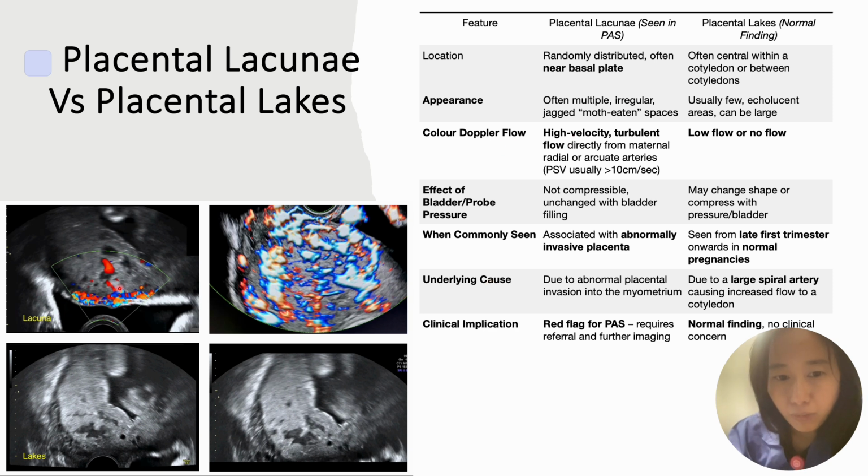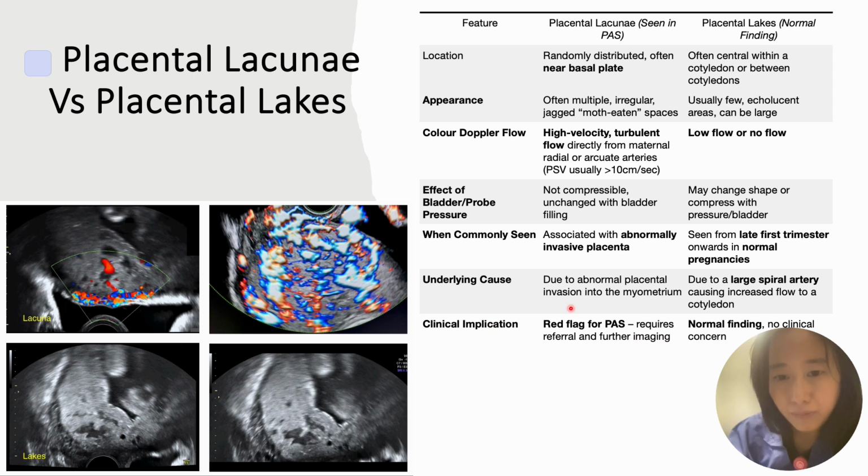Color Doppler flow: if you put a Doppler on it, peak systolic velocity will be more than 10 centimeters per second because they come directly from the radial or arcuate arteries, whereas with the placental leg it will be low flow or no flow. And this is where I like it. With probe pressure, lacunae are non-compressible, whereas a placental leg usually disappears or changes shape. Lacunae are commonly seen with invasive placenta, which we suspect, whereas placental legs are quite common from the late first trimester onwards in normal pregnancy.